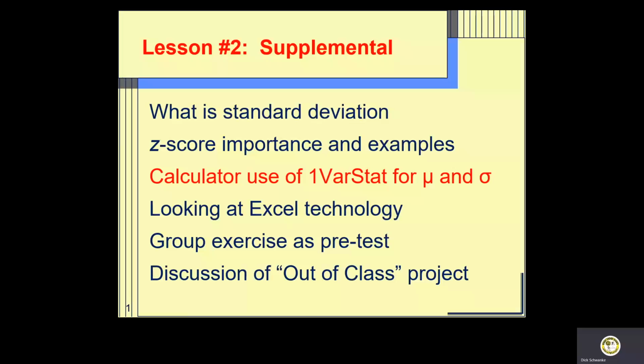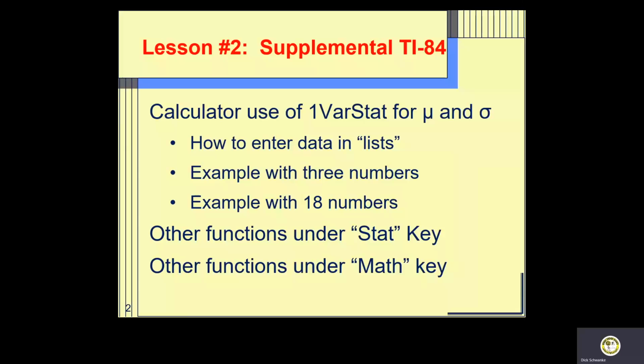The purpose of this video is to take a look at how to use the Texas Instruments TI-83/84 series of calculators to do some basic statistical data such as mean and standard deviation. To do this, we're going to enter the data in the list. I'm going to use some examples of 3 numbers, and then we'll see how things work out.